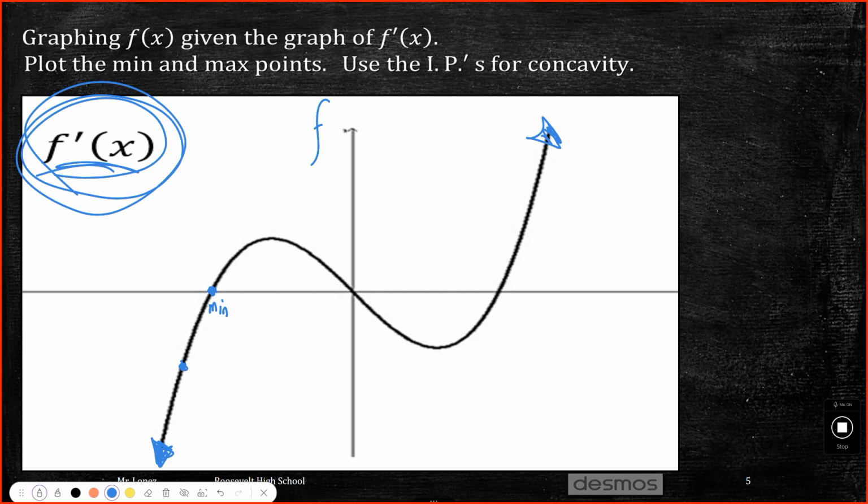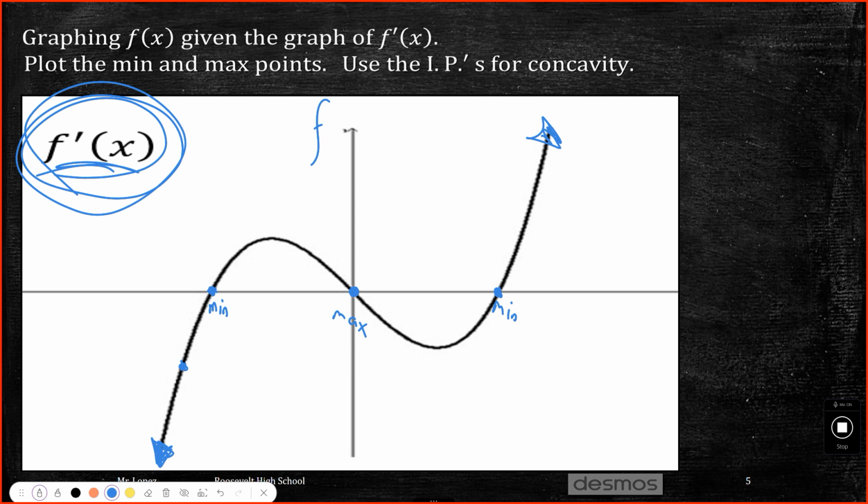Let's identify the mins and the max then. So when you're given f prime of x, identify the min and the max. So that is a min. What is this? Max. And then what is this? A min. So that should be a min.